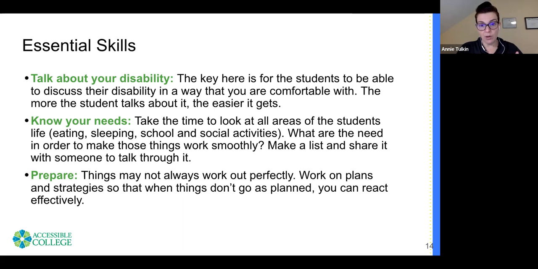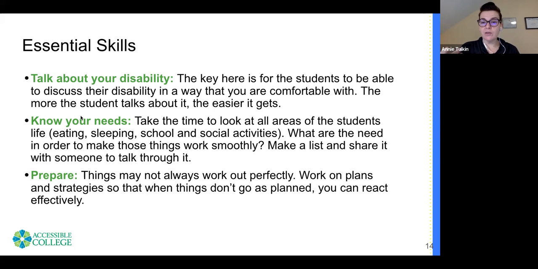Start to practice what they're going to say and how they're going to communicate what their needs are. Knowing their needs, so taking time to look at all areas of the student's life: eating, sleeping, school activities, social activities. What do they need to make those things run smoothly? Are their guardians doing a lot of that micromanaging and making sure that they're taking their medications, making sure that they have what they need packed in their bag? Are there ways that we can start to give the student more responsibility now so that they're set up when they move away to college? Make a list of those things and walk through those things with the student.